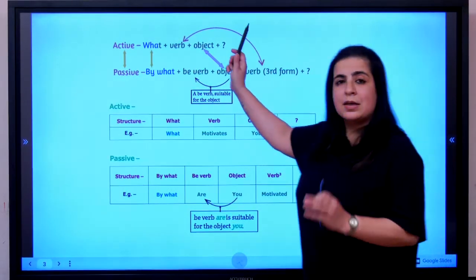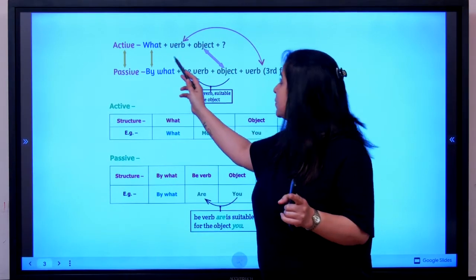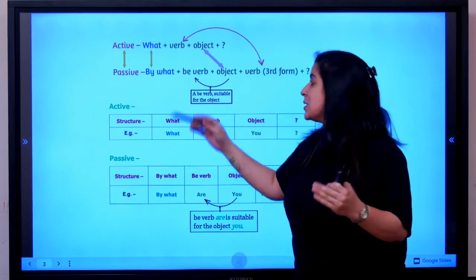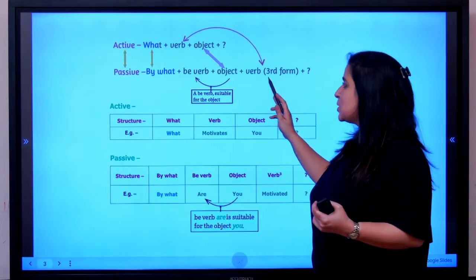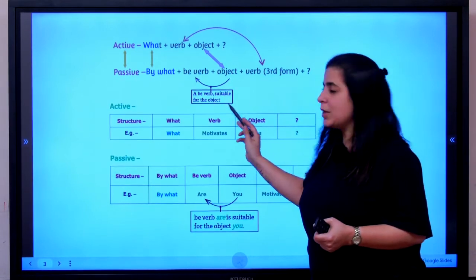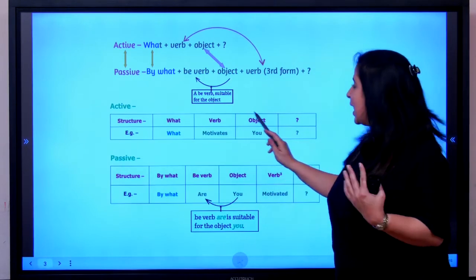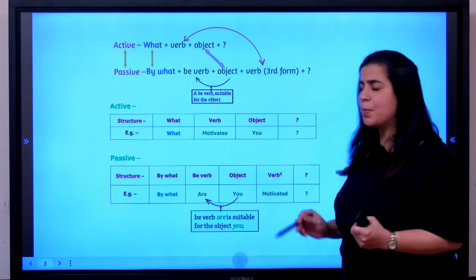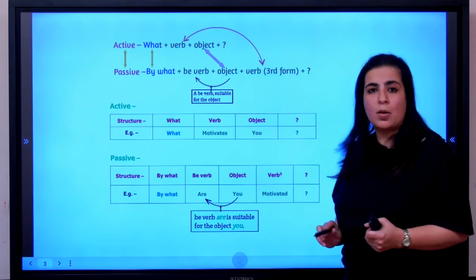Now, we just discussed the definition, which meant active is what, verb and object. What does passive mean? Passive is by what, be verb, object and plus verb, that's the third form. A be verb suitable for the object. Now let's see the structure. What, verb and object. For example, what motivates you? Simple. This is what, this is verb and this is object.